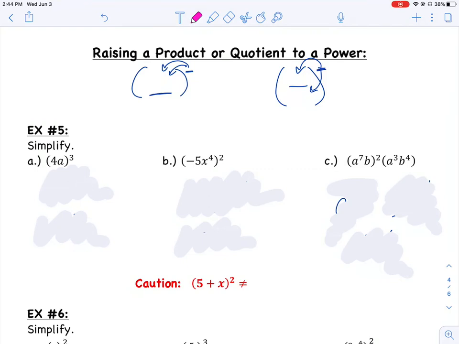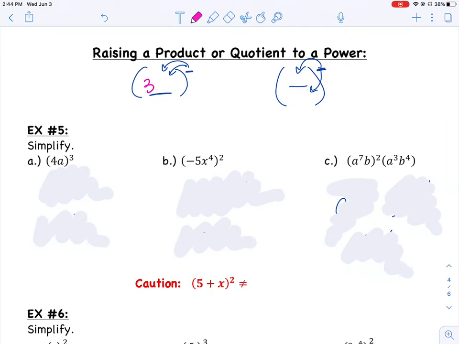Let's add to that right now and talk about what happens when we raise a product to a power. That means if I have a bunch of different things inside being multiplied and then I also raise it to a power, what do I do? Or what happens if I'm dividing and I raise it to a power? Well, really, all we're kind of doing here is just distributing.